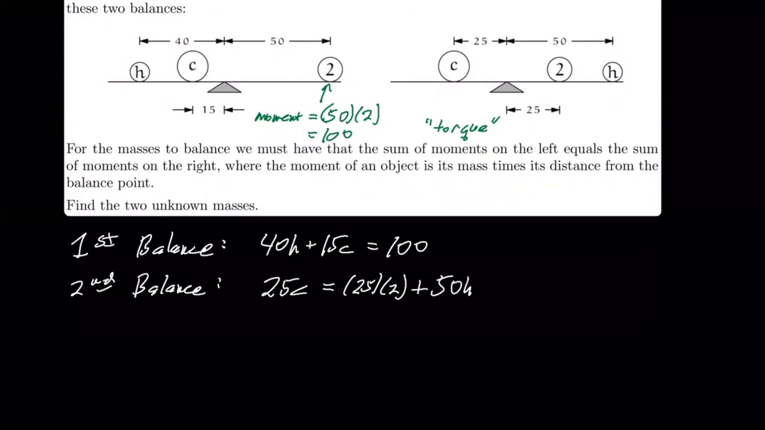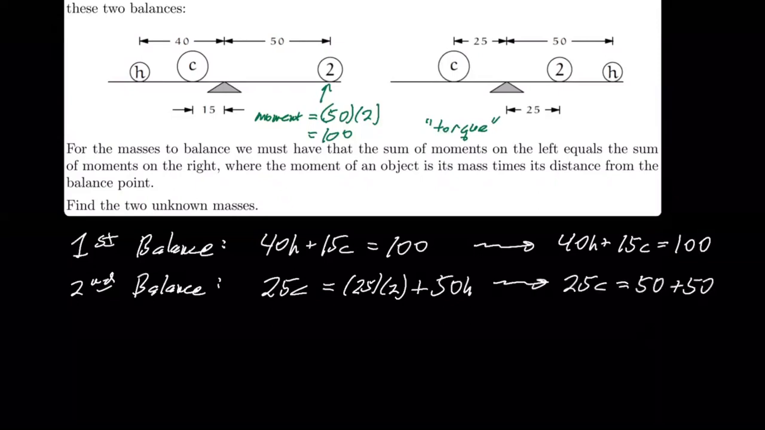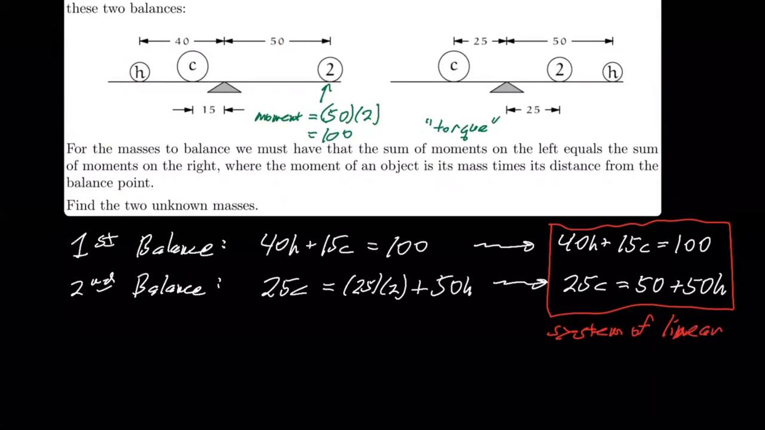Okay, so we have two equations, and if I just want to simplify them a little bit, I'm not simplifying the first one, but let me just rewrite the second one as 25C equals 50 plus 50H. Okay, and that's a system of equations. This thing right here is called a system of linear equations. It's 2 equations and 2 variables. And it's linear because we each have linear expressions in the variables.